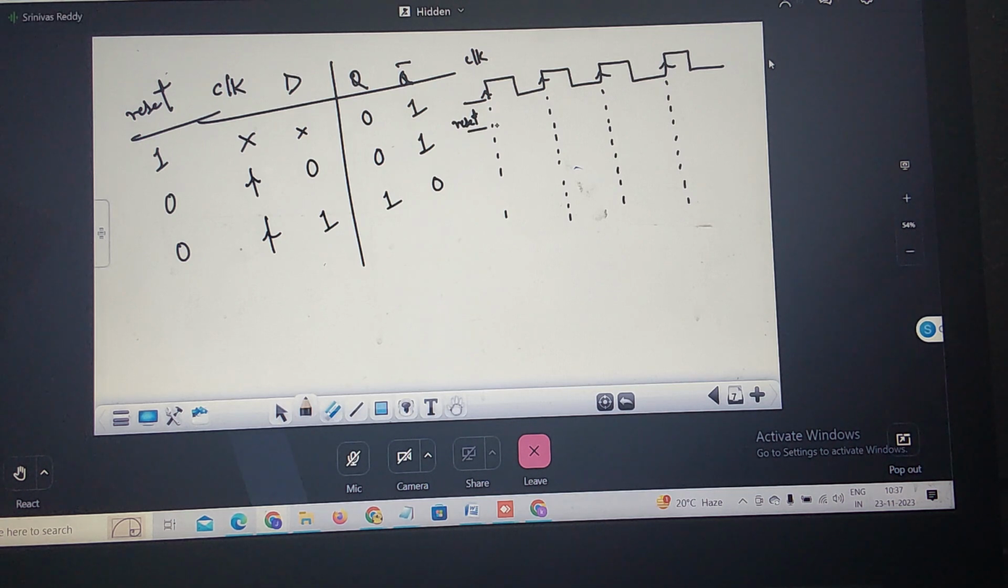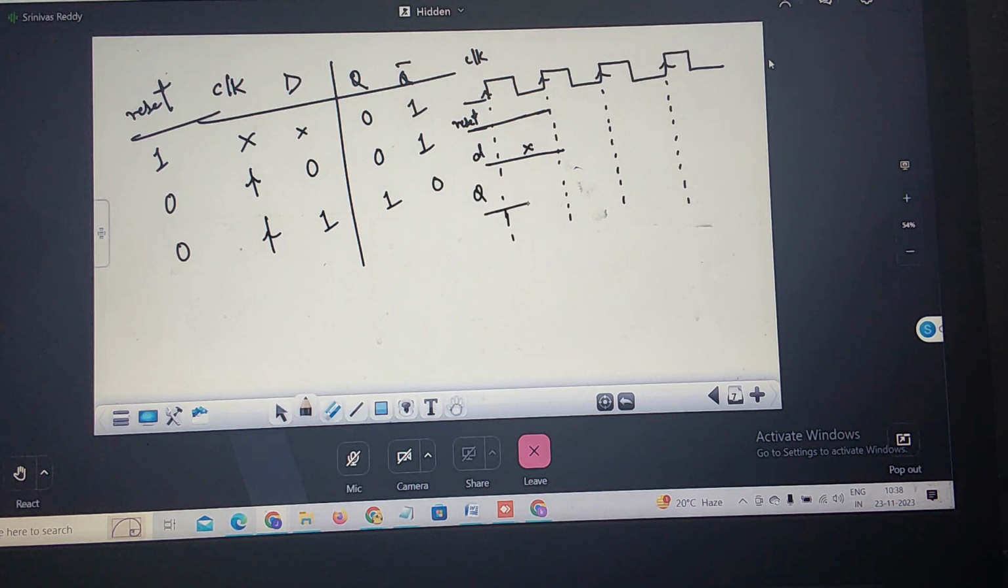When reset is 1, what do you need to do? Let me write reset is 1. What do I want Q to be, irrespective of my clock and D? Let me write D here first. I'm going to write X, meaning don't care, irrespective of this and irrespective of the clock also. What should Q be?